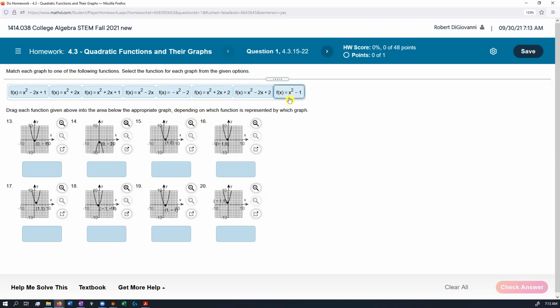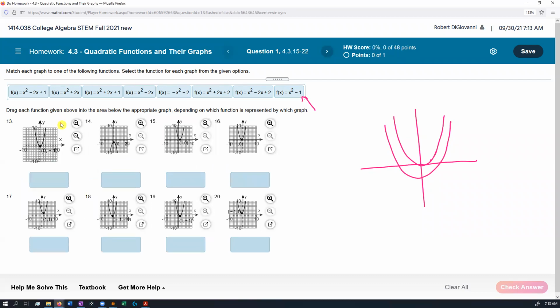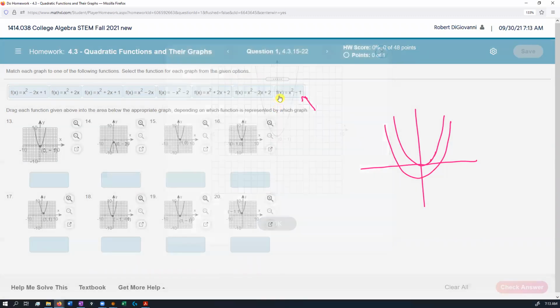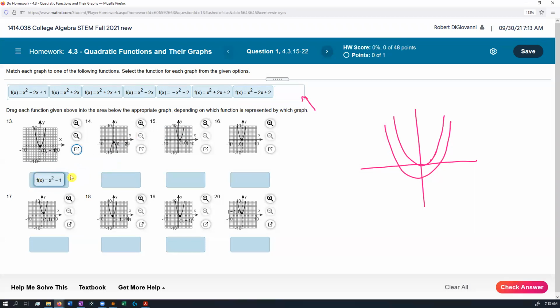So for example, this one here, x squared minus 1. X squared by itself, we know is a parabola. We know it looks like this. And then having a minus 1 there just moves the whole graph down 1. So looking at these graphs, looks like this one. Let me zoom in on this a little bit. Yeah, that looks like it right there. So I'm going to just drag that one here.